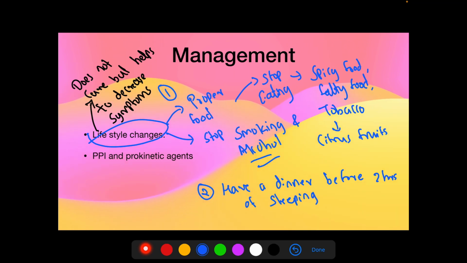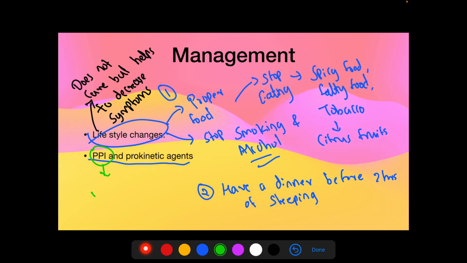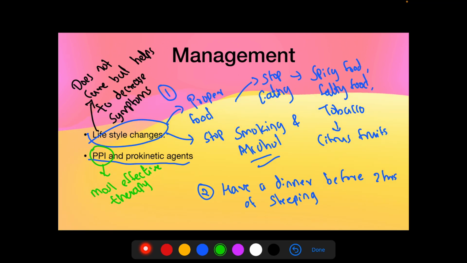PPIs are the treatment of choice here. It is the most effective therapy, and it should be continued as maintenance therapy. On demand, you can add antacids or H2 blockers for this condition. That helps symptoms, not the disease. So PPIs along with lifestyle changes are more important in this condition.